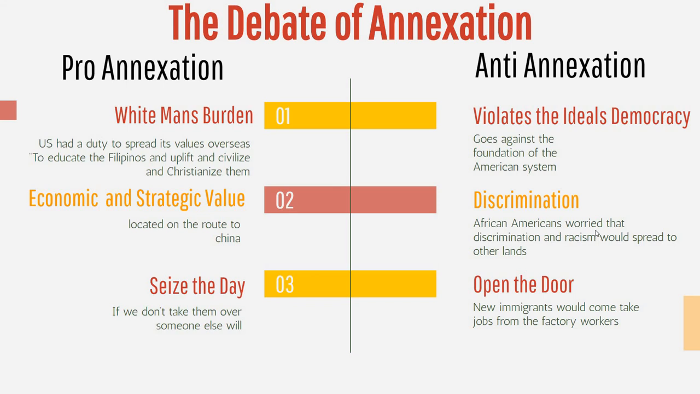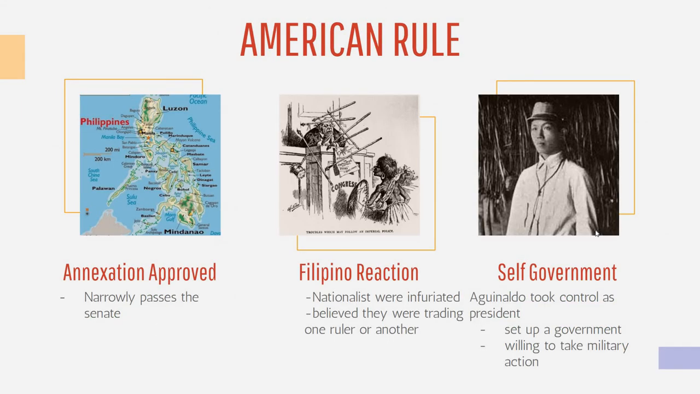So what happens? Well, the annexation gets approved. It is a narrow passage. Congress debates this for a very long time, and it narrowly passes that the Philippines would be annexed by the United States. So the United States takes control. The Filipinos are infuriated. They believe they're just trading one ruler for the other.